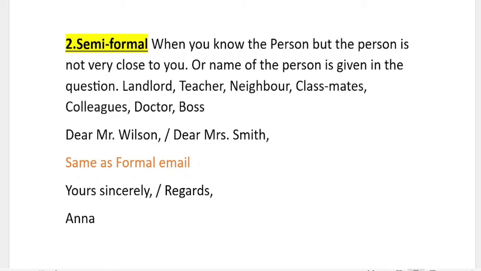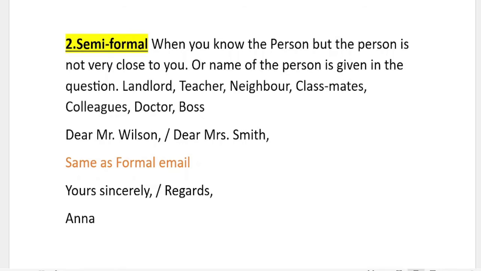For example, you know the person, like your landlord, right? But the landlord is not very close to you, that you keep sitting and talking for a longer time. Then your teacher, your neighbor, your classmates, your colleagues, your doctor, your boss. These are the people whom you know. So all these fall in the category of semi-formal email.